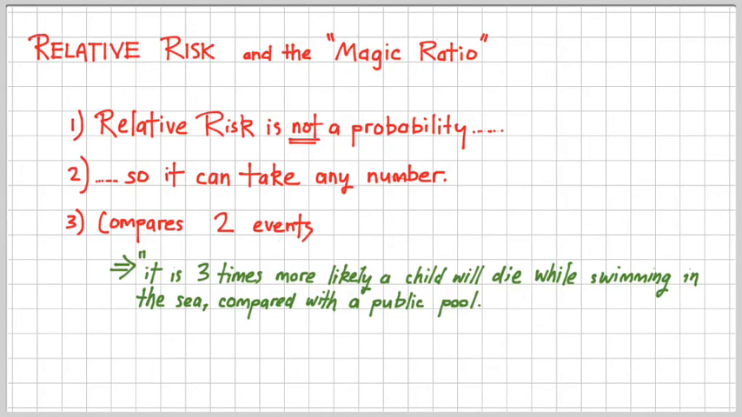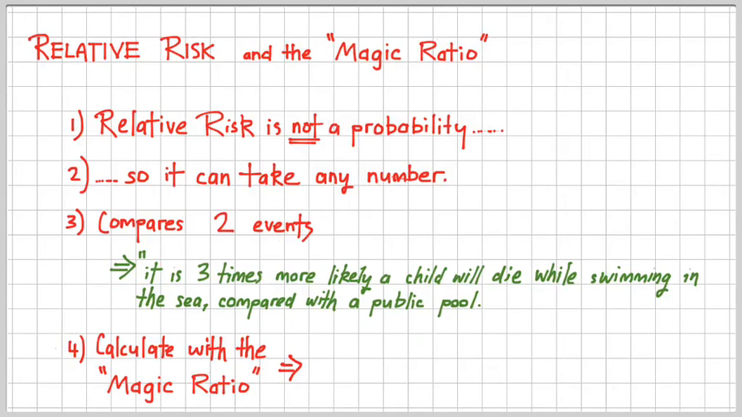So here's an example of a sentence which you may have seen before, but explains relative risk. It is 3 times more likely a child will die while swimming in the sea compared with a public pool. Now, in terms of the relative risk calculation here, the number that's important to us is 3. So someone's gone and calculated the relative risk, and the answer comes out as 3.